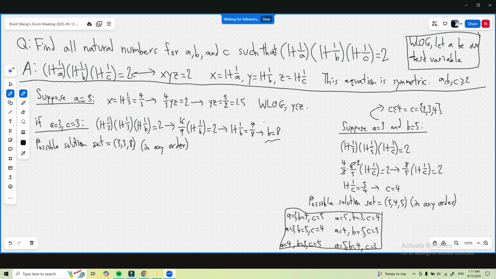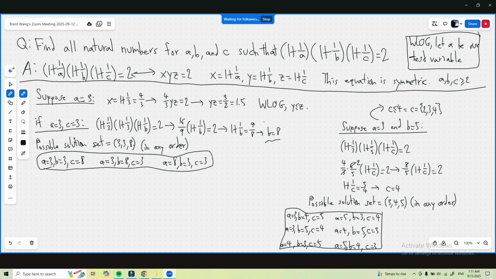So there's only 3 solutions. A equals 3, B equals 3, C equals 8. A equals 3, B equals 8, and C equals 3. And lastly, A equals 8, B equals 3, and C equals 3. These 3 solutions.